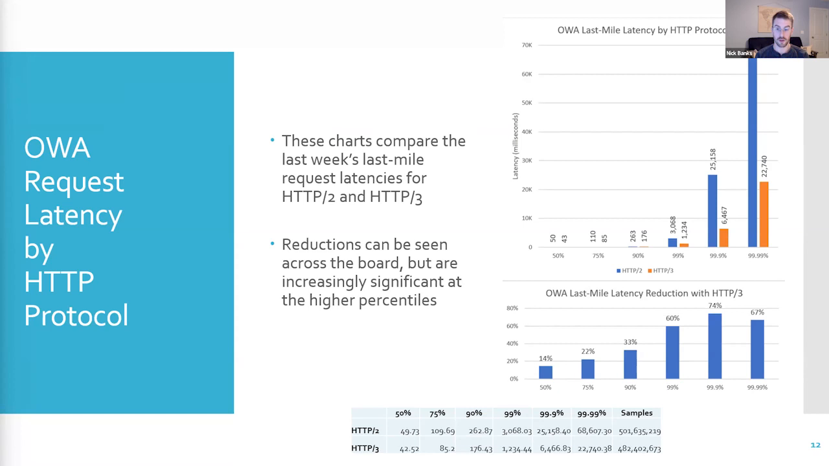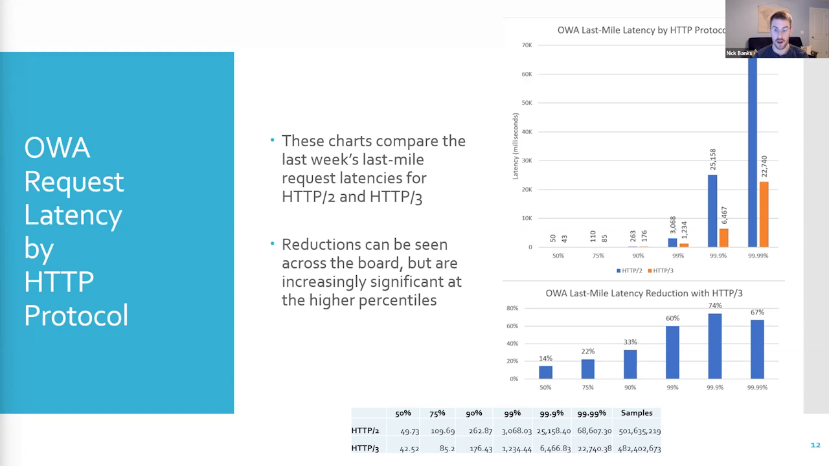The chart at the top shows the raw absolute values for each plotted on the percentiles. And the second one shows the latency reduction when comparing HTTP2 to HTTP3. For instance, for P99, there's a 60% reduction in last mile latency when comparing the 25 seconds for HTTP2 to the 6.5 seconds in HTTP3. When we first got this data back, we were extremely surprised, and I'm a little bit skeptical. We had hoped for a 10% reduction at P90 or higher, but we're blown away by these results.